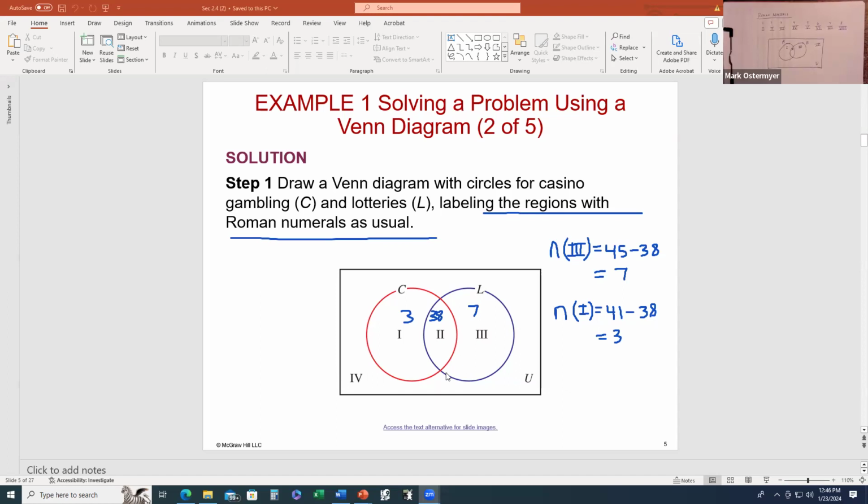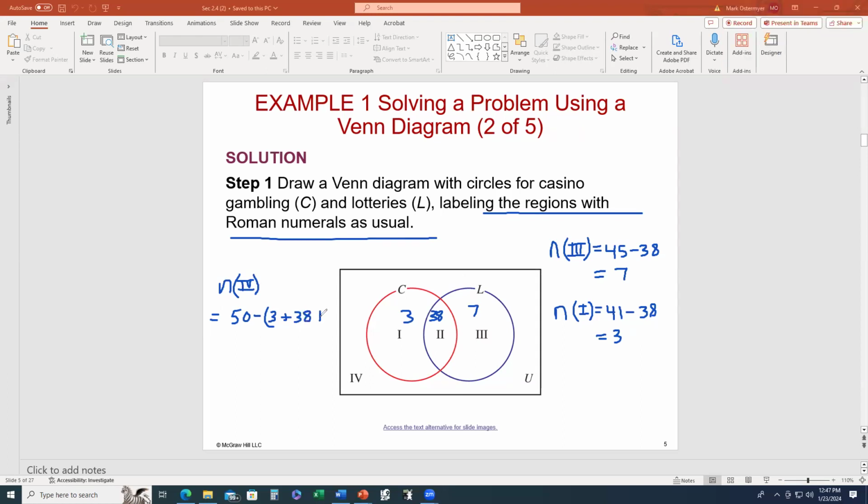Hawaii and Alaska. Okay, so I have a question: do I put 50 in region 4? No, you're going to do 50 minus what? 45, the sum of all the other states we've accounted for already. Do you agree? 3 plus 38 plus 7. So what does that give you? Or maybe we don't need a calculator. 48. That'd be 2. So region 4 is 2. There are 2 states that have neither casinos nor lotteries.